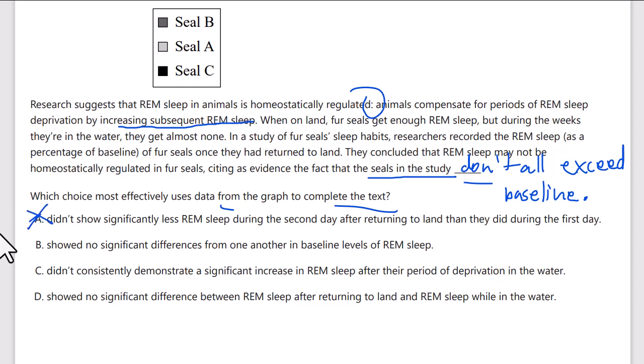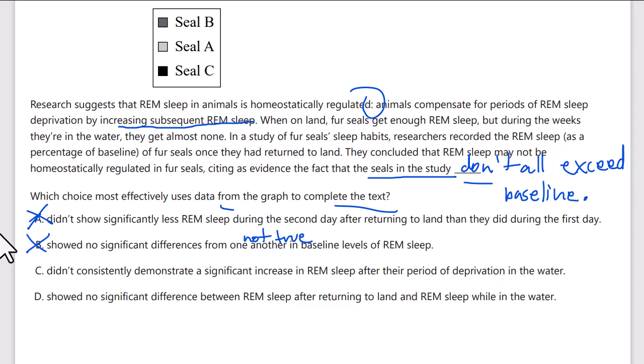B. They showed no significant differences from one another in baseline levels of REM sleep. From one another, so they were all the same? No, they weren't. That's just not true. On the graph, that's not true. They were at different levels of baseline, and that changed.